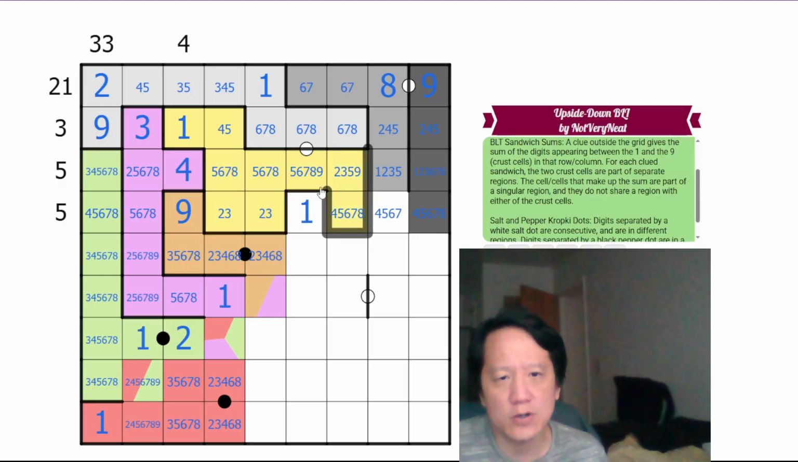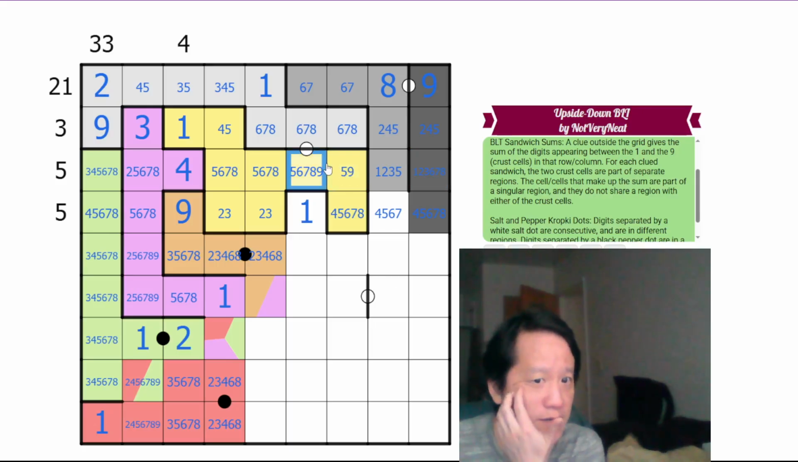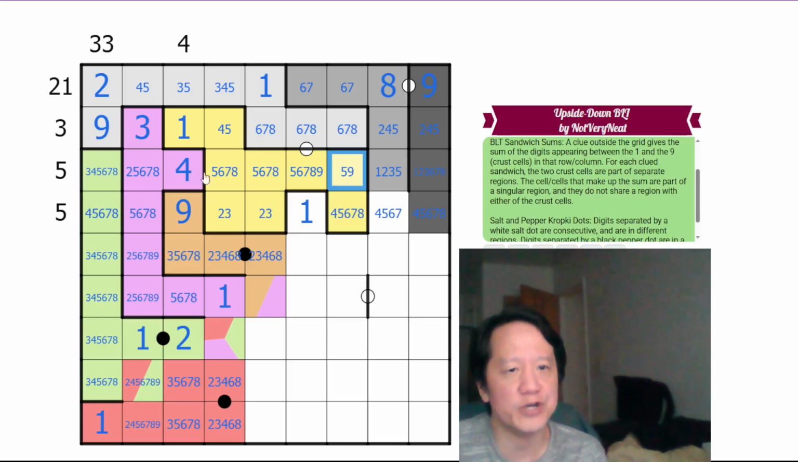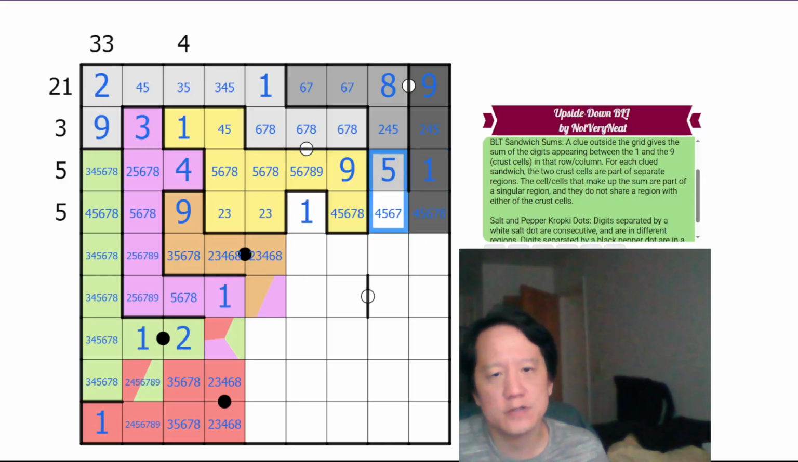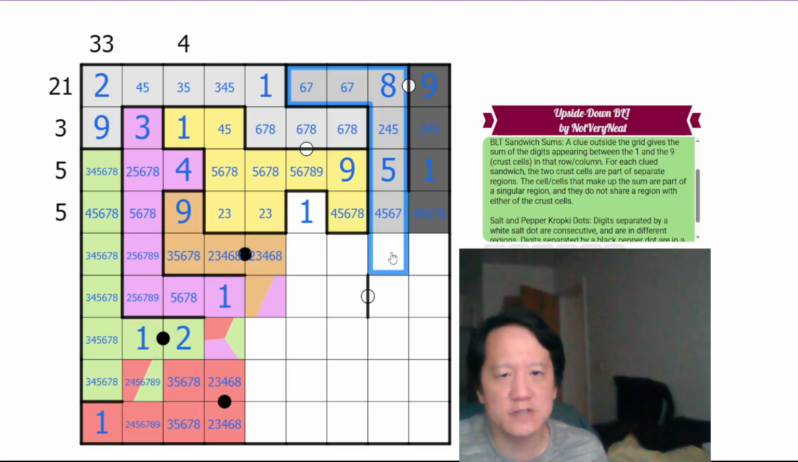So we know this cannot be 2 or 3. This has to be a boundary here because there's no other way to get a sandwich here. So this must be 9, 5, and 1. So this goes here. 1, 2, 3, 4, 5, 6, 7, 8, 9. It cannot reach the 1. So medium goes here. This is looking like it goes all the way down. But let's not count our chickens yet.